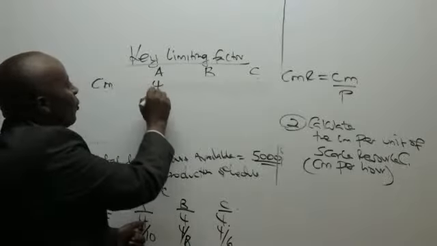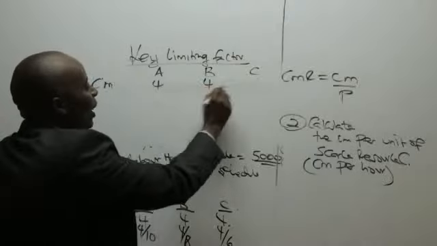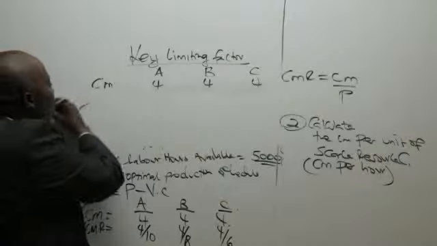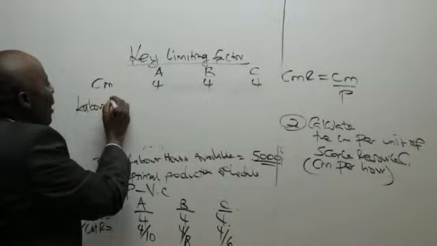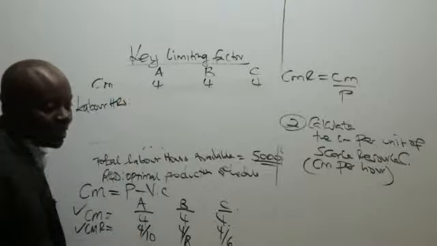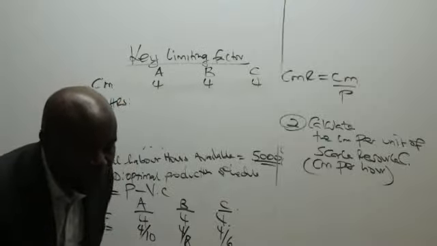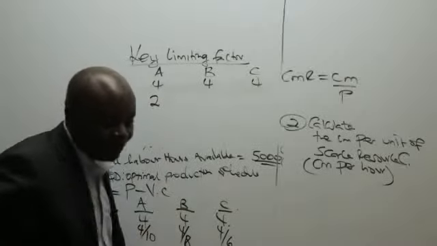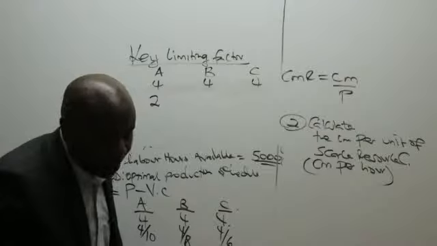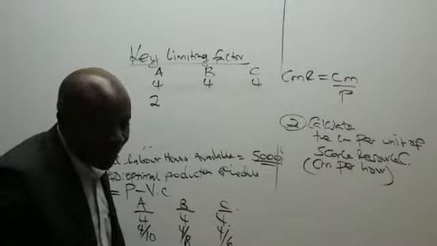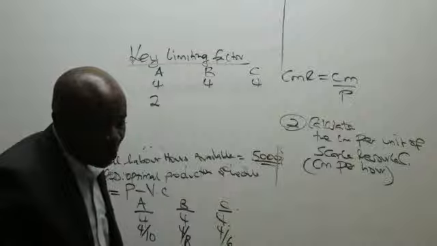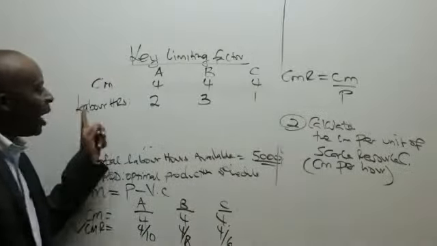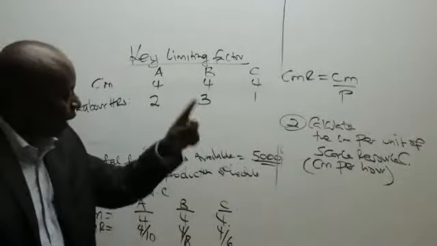So the CM here is 4. We have C, which is 4. Are you able to see the labor hours needed for each product in this question? For A, we have 2. I rubbed mine. 2, 3, 1. Sorry for that. The labor hours for each product are 2, 3, 1. Thank you very much.